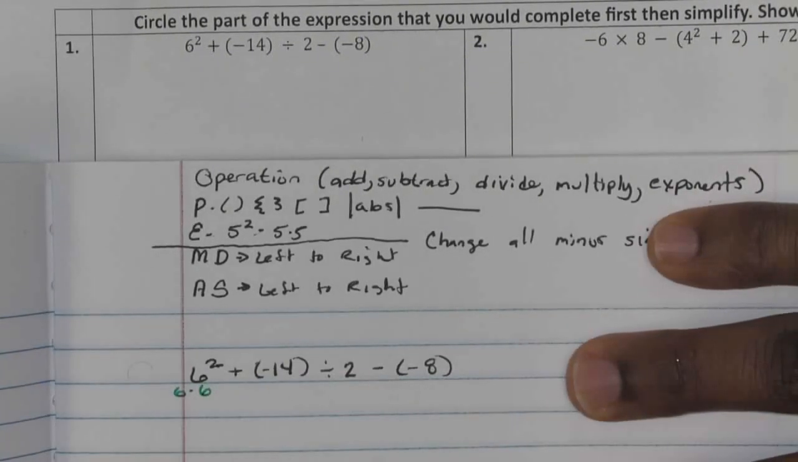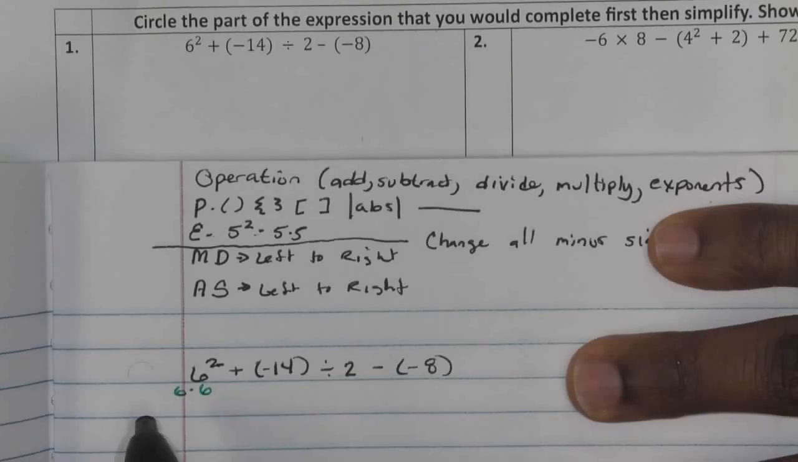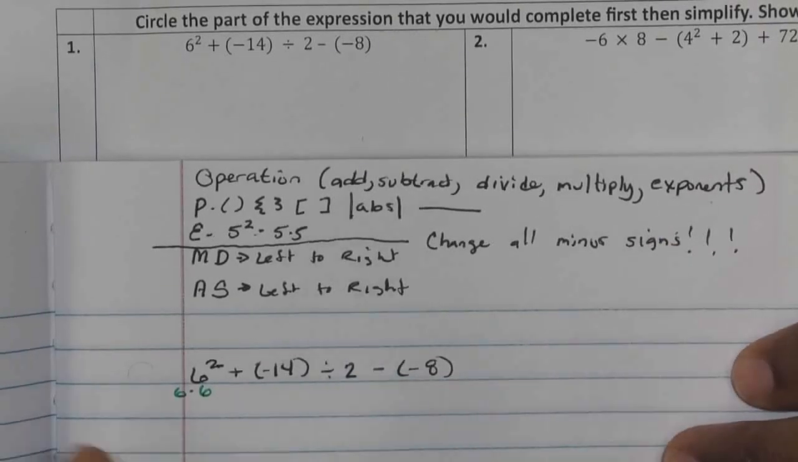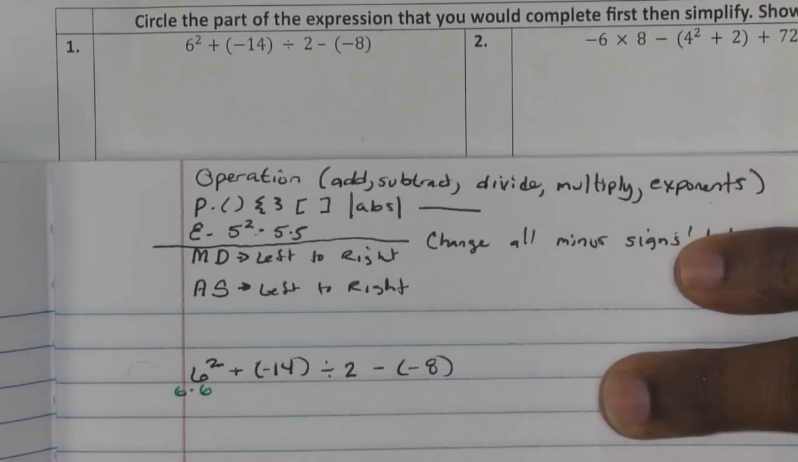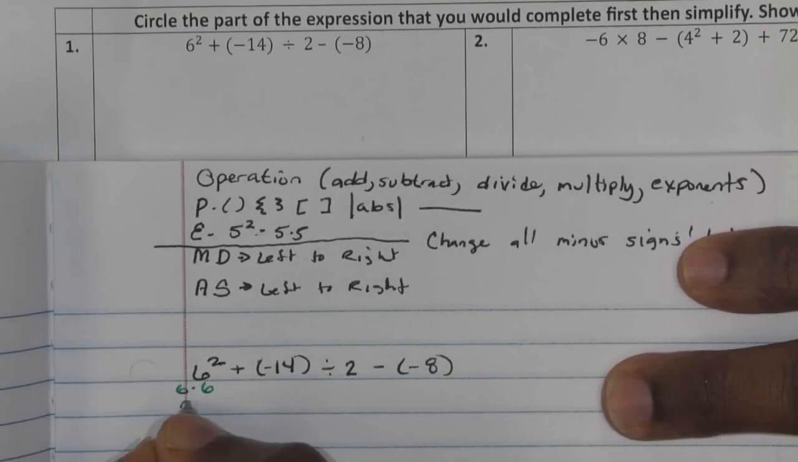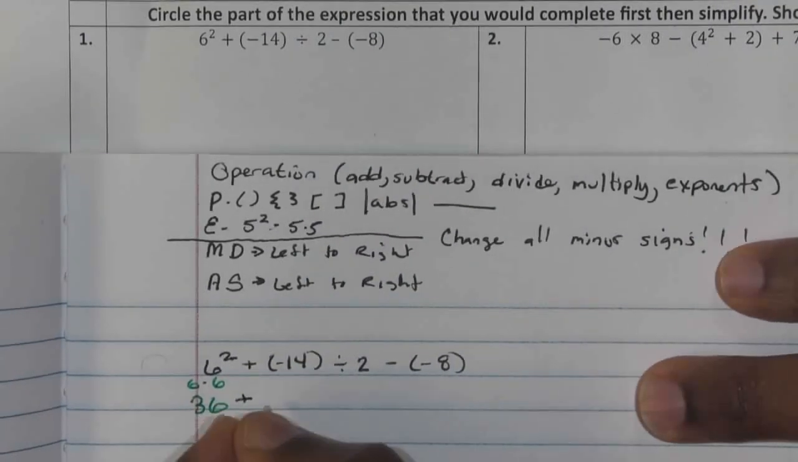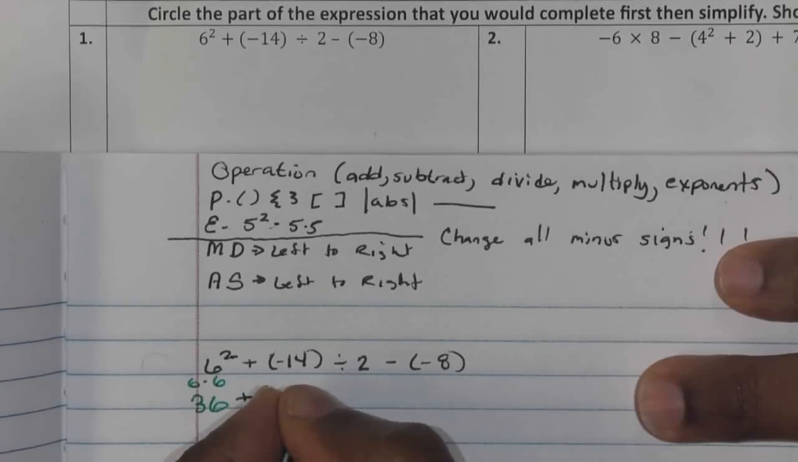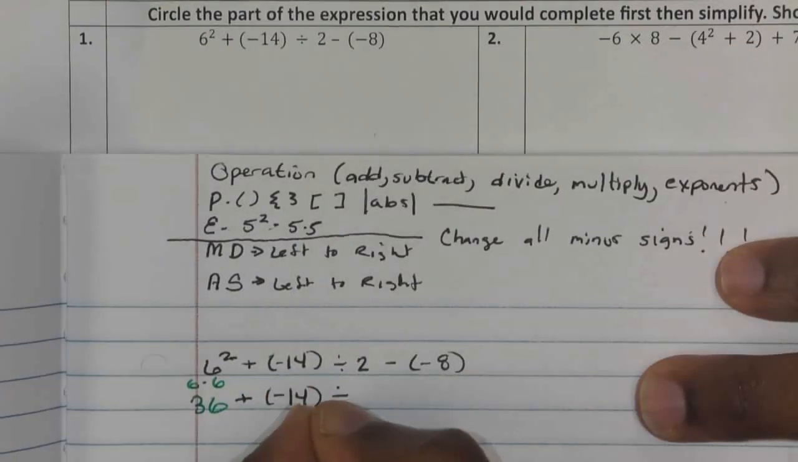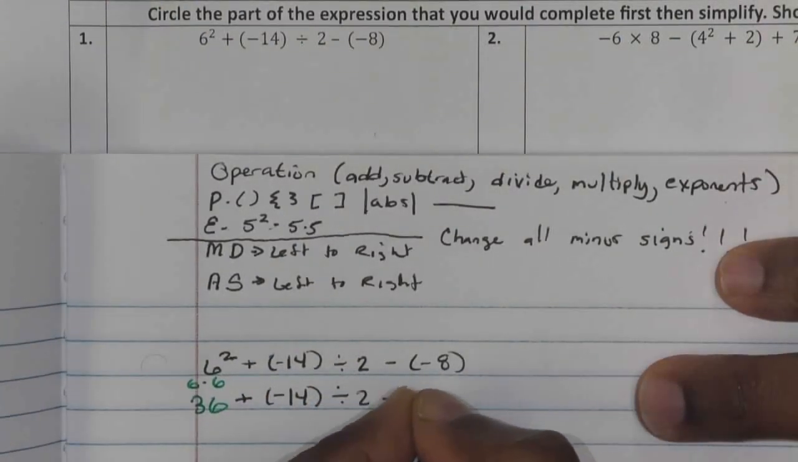If you wrote 12, you messed up somewhere. Because 6 times 6 is what? 36. So you should have had 36. And everything else comes down because we didn't touch it. Plus, we're doing 2 numbers at a time. Plus 14 divided by 2 minus negative 8.